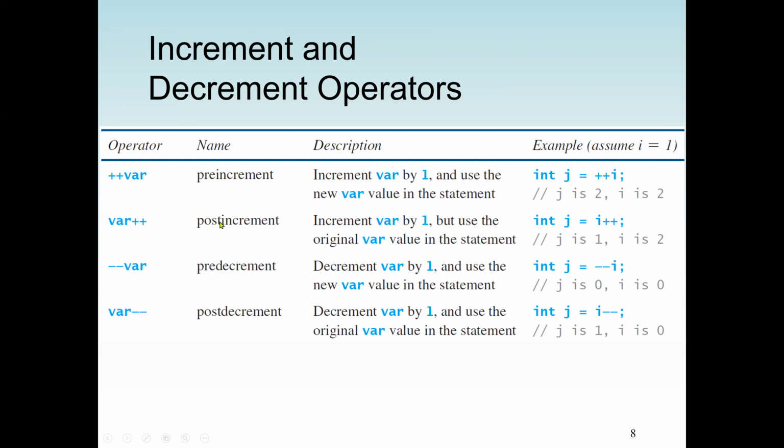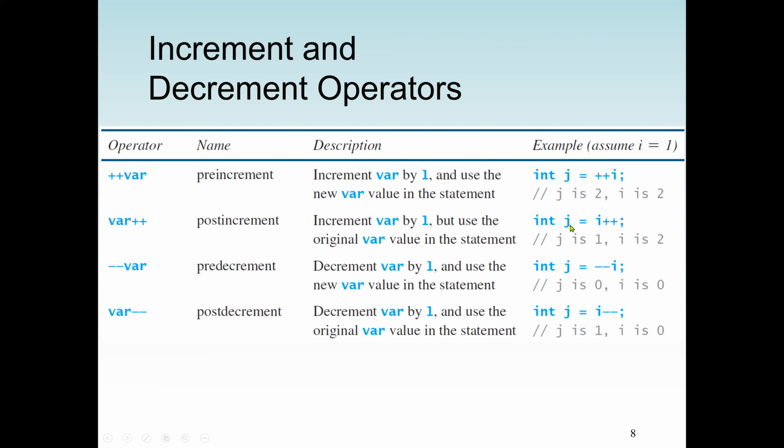But look, when we do the post-increment, which is var++, we increment the var by 1, but you use the original var value in the statement. So if I say int j = i++, in the pre we increment i, then we assign it. But now see what happened. j is still 1 because we get the j result first before we increment i. So that's why it's called post-increment. Do the arithmetic operation first, then you increment i.